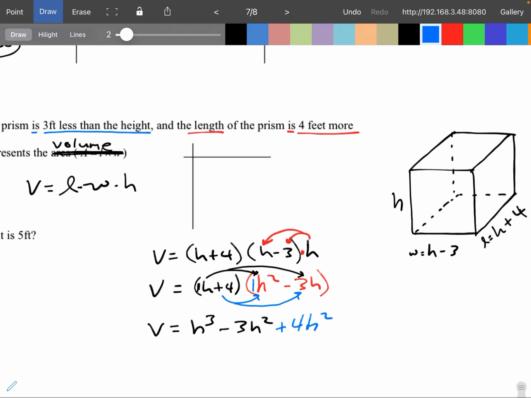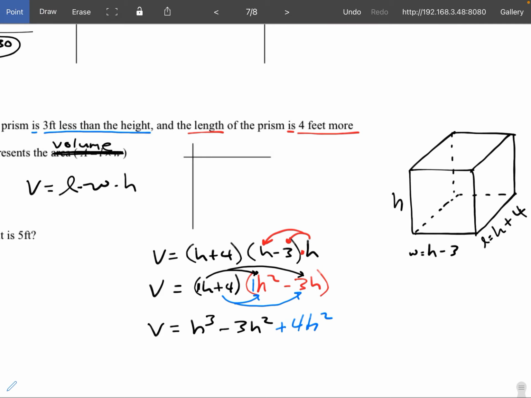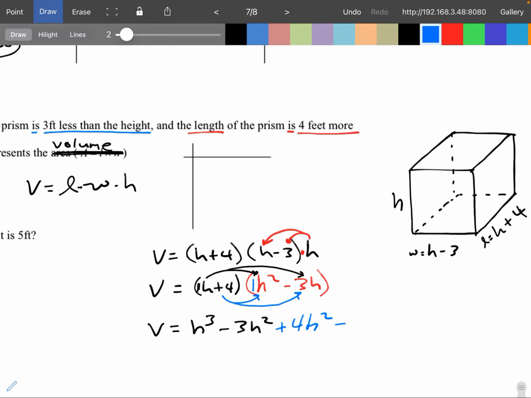And then we got a positive 4 times a negative 3h. So again, I'm doing this part right here. I'm doing positive 4 times the negative 3h. Yep, negative 12h. And then just like on all the other problems, I got to combine like terms in the middle right here.